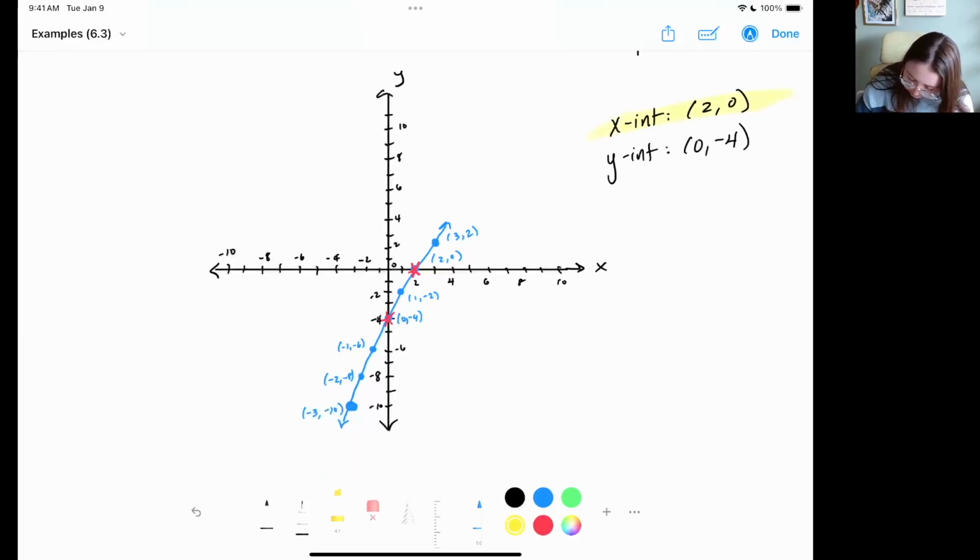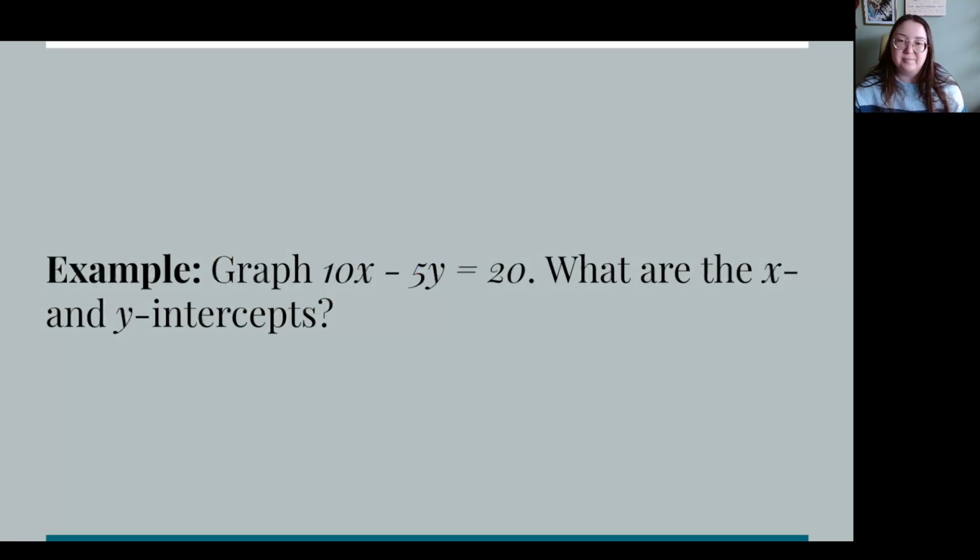Our graph is part of our answer, but finding the x and y intercepts was our actual point of the question. It was finding the x and y intercepts in addition to graphing our equation, which we've done, and we found the x and y intercept, so our problem is complete. So let's go ahead and go back on over to the lecture then.